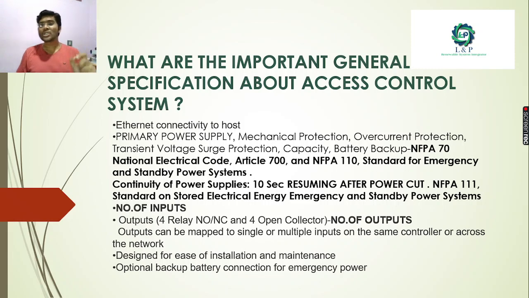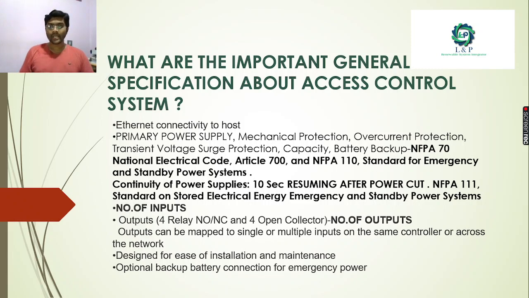For that, it needs to comply with the standard NFPA 111, the standard for stored electrical energy emergency and standby power systems. If we want to choose the electronic devices for this particular access control system, then we need to look into the mechanical protection. It should have overcurrent protection, transient voltage surge protection capacity, and a good battery backup for 24 hours. For all these standards, we can refer to NFPA 70, National Electric Code Article 700, and NFPA 110, standard for emergency and standby power systems.